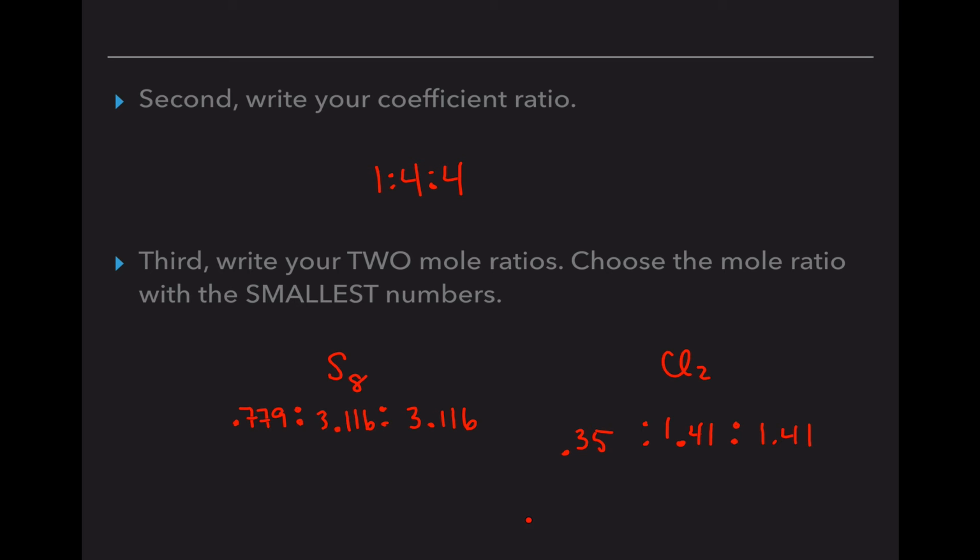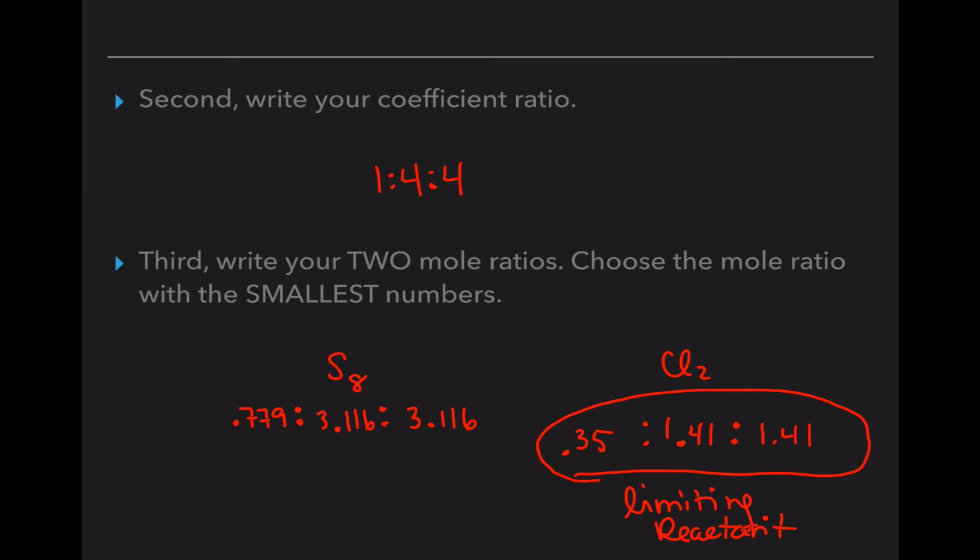We have to choose the mole ratio with the smallest numbers. So we're going to compare one location, the first number of both or the second number of both. The first number here is 0.779. The first number here is 0.35. So chlorine is smaller. That means this is our limiting reactant. Now that I know what my limiting reactant is, and I have our mole ratio for that limiting reactant, I can go about the rest of the problem.